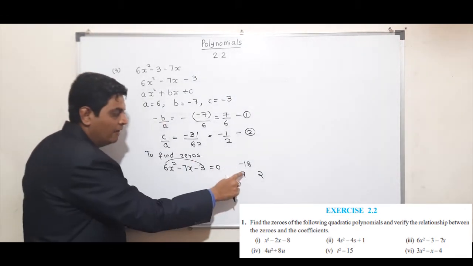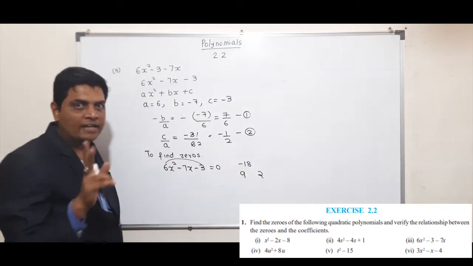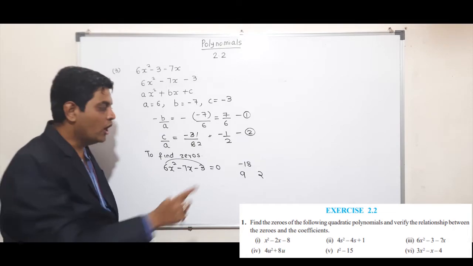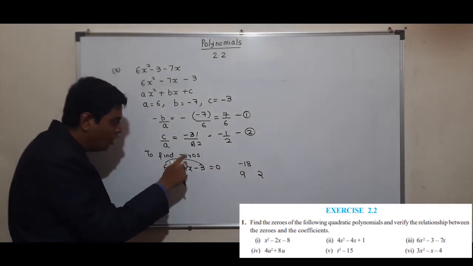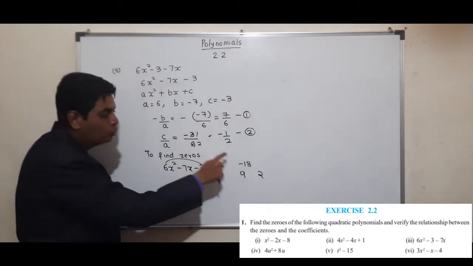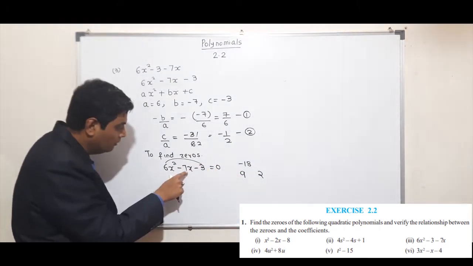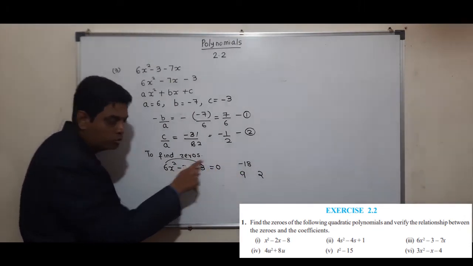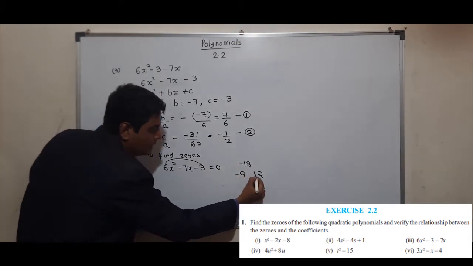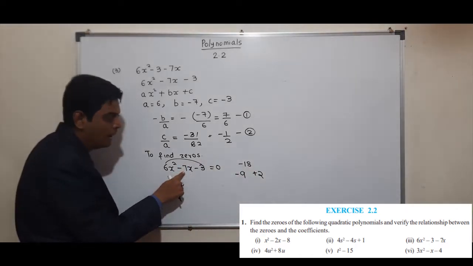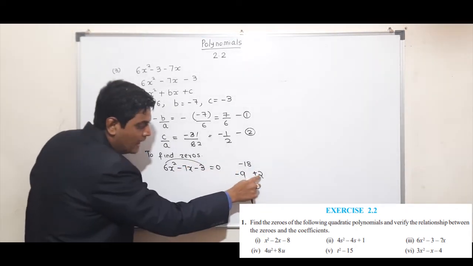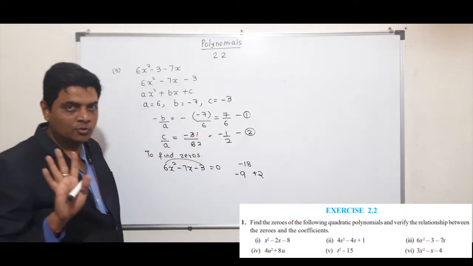But whenever you have to subtract, both the factors will have opposite signs. So which factor will have which sign? The sign of the middle number will go to the bigger number. Here the middle number is minus, so 9 will take the minus sign and this is plus 2. Now again verify, what is minus 9 plus 2? Minus 7. And what is minus 9 into plus 2? Minus 18. So it is correct.